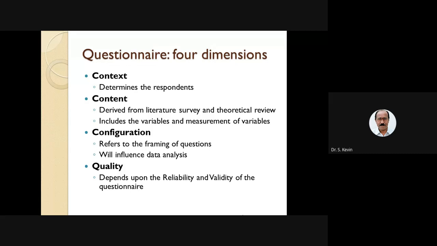Third is the configuration, how are we going to frame the questions. The last one is the questions. All the questions should be able to give you reliable, correct, and valid data. Now, how do we do that? This is what we are going to study.